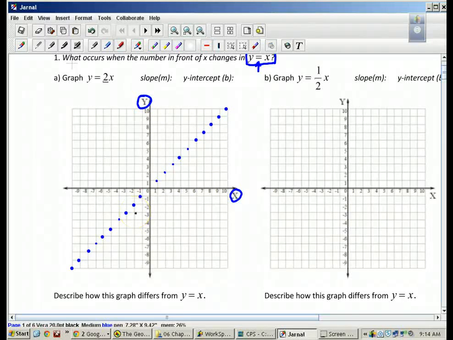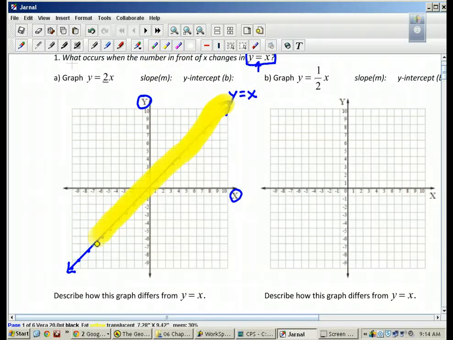Using your straight edge, that's why you got it, go ahead and connect all of those. Alright. And label it at the end just y equals x. And here you can do this in the color pen, or if you have the highlighter, here's where you go over with the highlighter. Everybody do that.